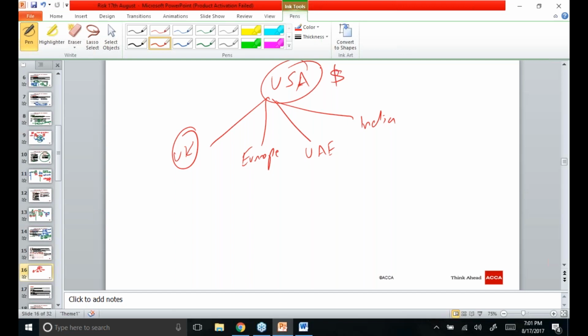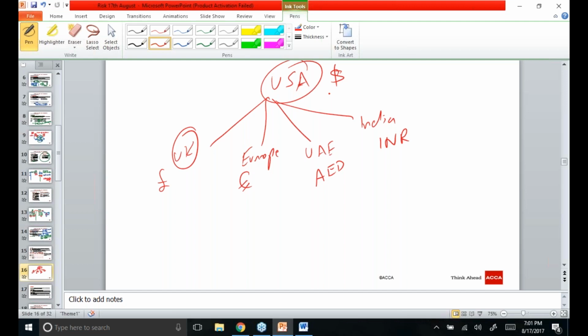Parent currency will be dollars, UK currency will be pound, euro, AED, Indian rupee. So these are 5 companies in a group. So obviously the group has its own transactions. UK company must have sold something to the USA company, must have sold something to the Europe company. All of these 5 companies have some transaction with each other.